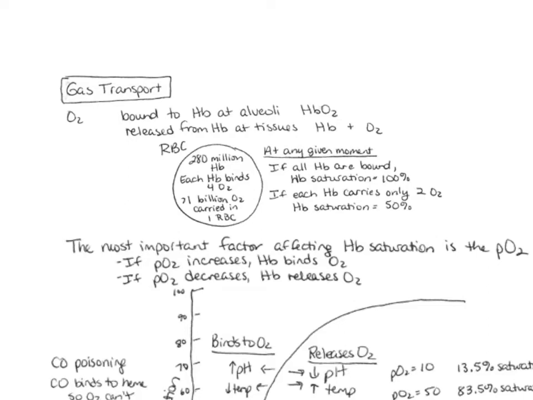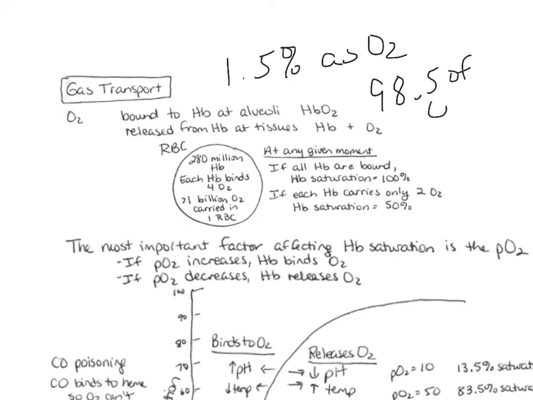So 1.5% of oxygen is just carried around as an oxygen molecule in the plasma, right? And the rest of it, 98.5% of oxygen, is carried bound to hemoglobin. And we talked about this before, but red blood cells have a lot of hemoglobin. They have 280 million hemoglobin.